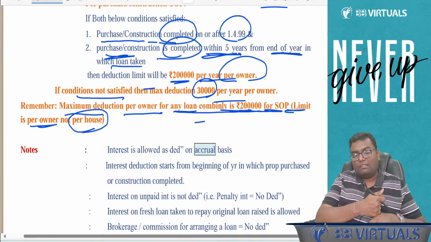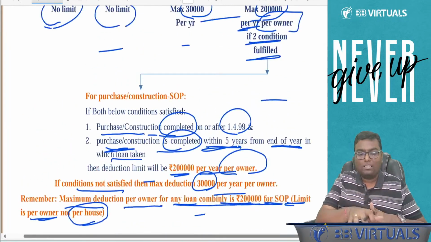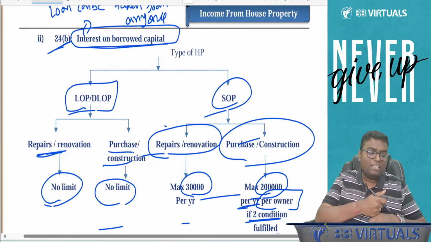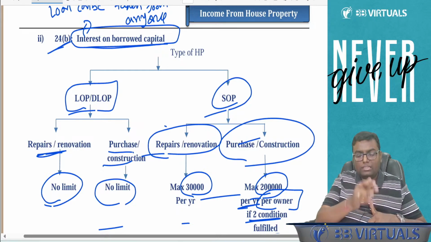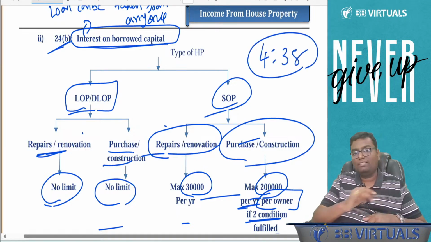Are you understanding this? There are so many points yet to discuss in this 24 clause B. It is not over. We have just understood a little bit here. Many things we have yet to understand. But before I resume the lecture, let's have a small break. I'll resume at 4:38. Thank you.